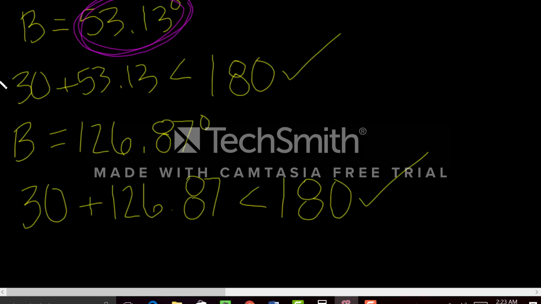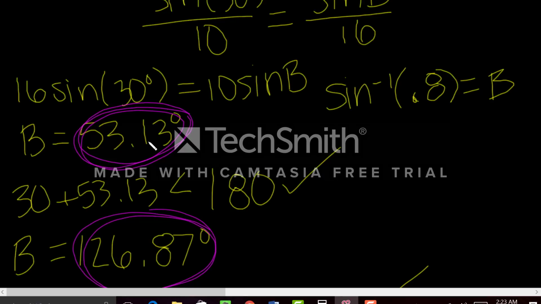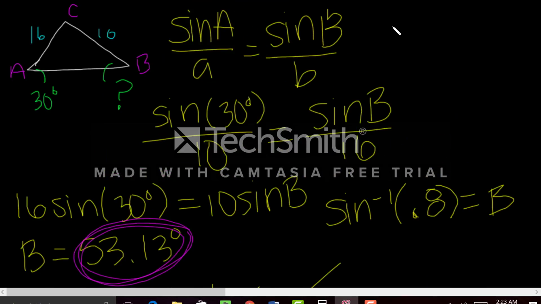So now we know that this angle works, but this angle works as well, which means we have two solutions for this triangle. This triangle, angle B, can be 53.13 degrees, or it can be 126.87 degrees. And then that also leaves two options for angle C.